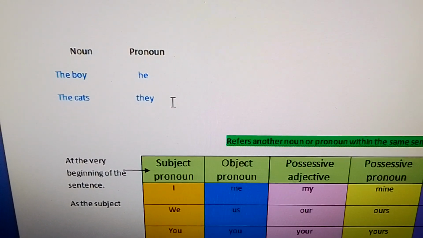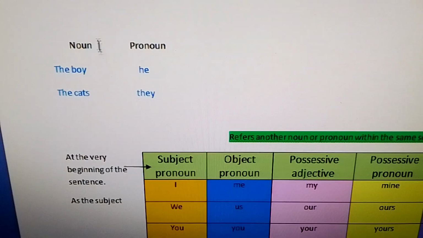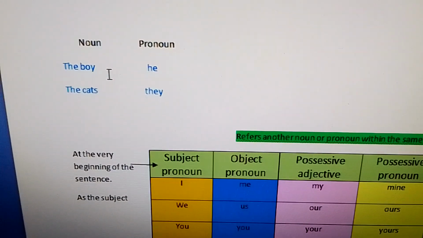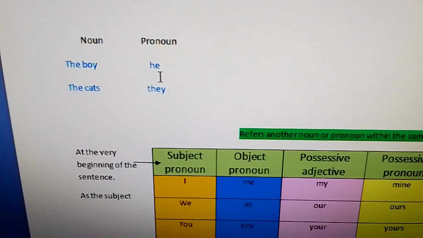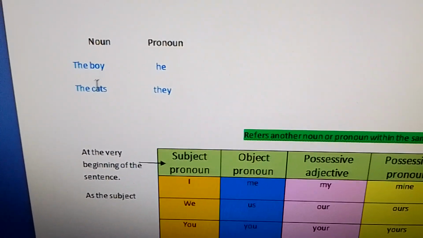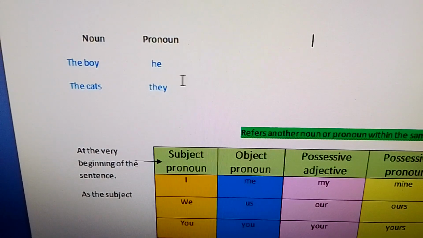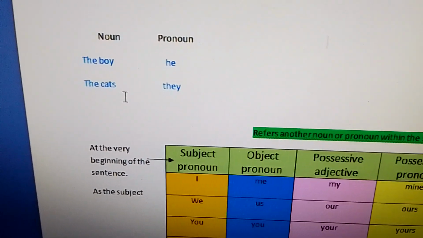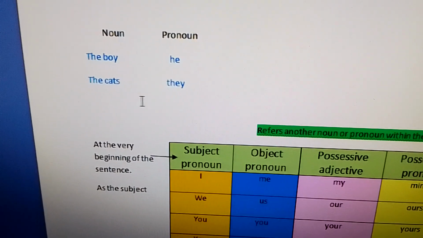First of all, let's see what is a pronoun. We use a pronoun instead of a noun, right? There are two examples. The first one is the boy. We can use the pronoun he instead of the noun boy, right? Next one is the noun the cats, and we can use the pronoun they instead of the noun cats. We do not need to repeat the same noun again, right?